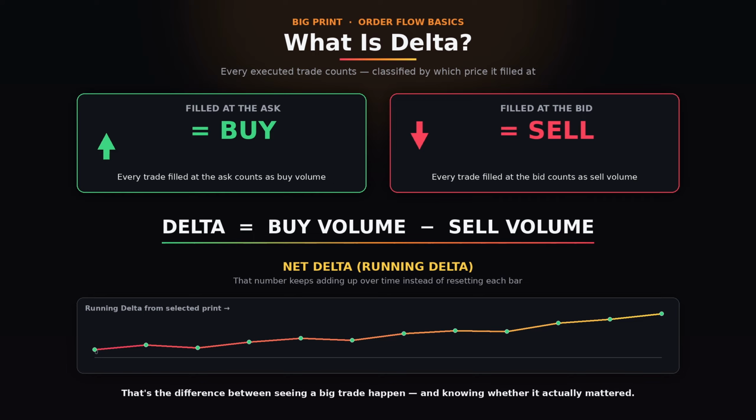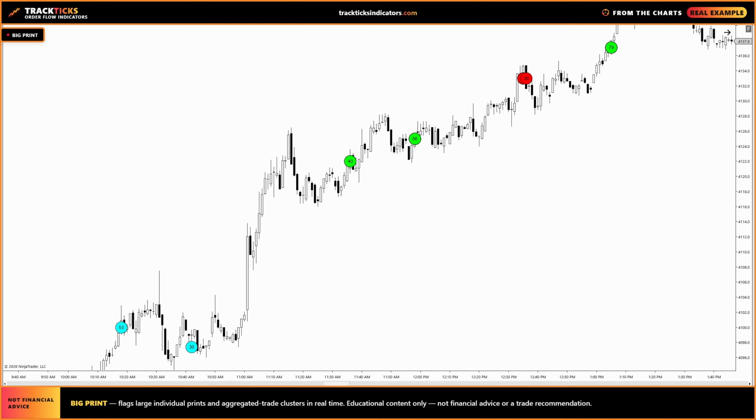Net delta, or running delta, is that same number, but instead of resetting, it just keeps adding up over time. That's what you saw a moment ago, starting from the print. Every trade after it keeps adding to or subtracting from that running total. So really, it comes down to this. It's the difference between seeing a big trade happen and actually knowing whether it mattered afterward. That's TrackTicks Big Print. Real trades and clusters flagged the moment they happen, with the running delta to back it up. Not a signal, not a promise, just what actually traded on your own chart in real time.